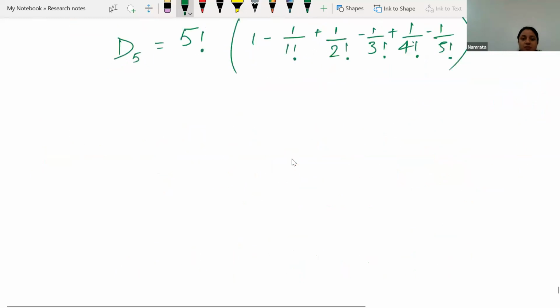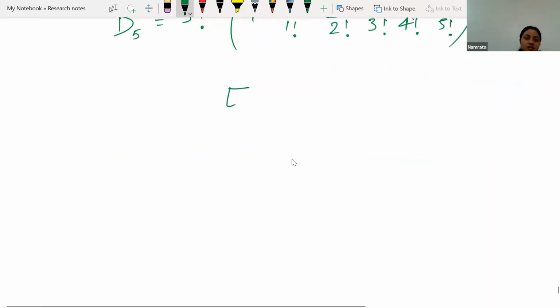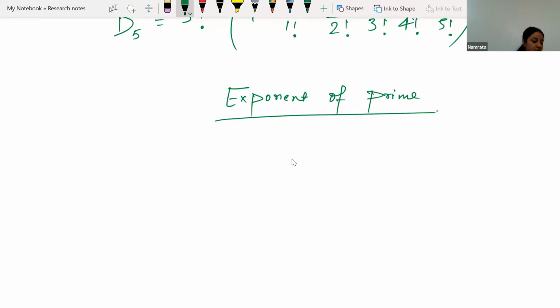Now the last concept, today's last concept, that is exponent of prime, which says that let P be a prime number and be a positive integer.